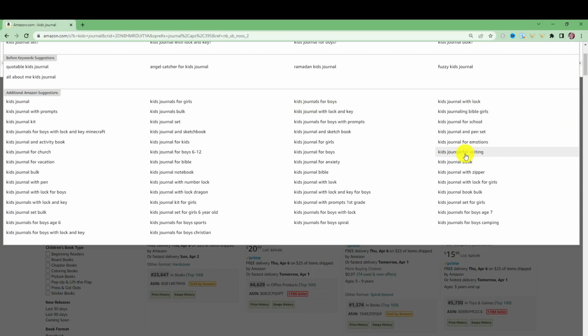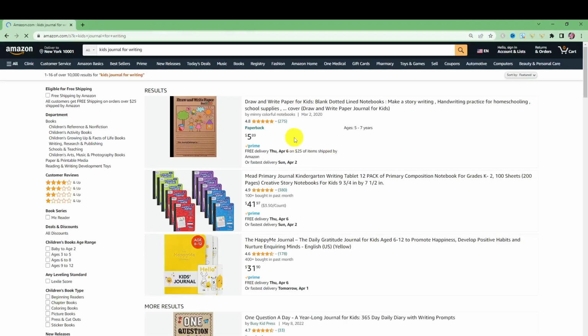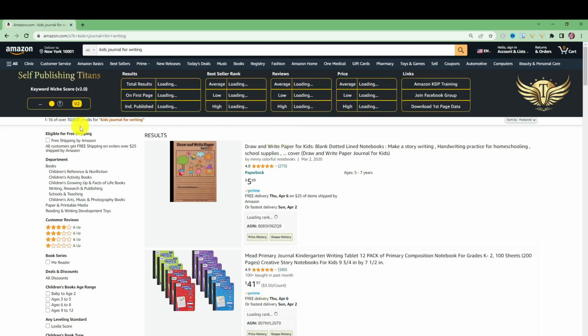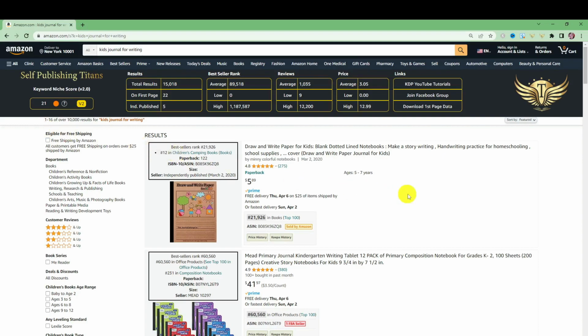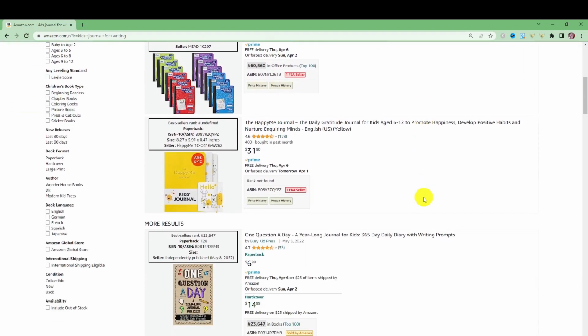So let's try kids journal for writing. This is something that parents presumably are typing into Amazon, and let's see what happens with the results now. We were at 30,000 for kids journal. We've moved from a 17 to a 21. So it's a slight improvement, but it's still a pretty low keyword niche score. And we can see there are still 10,000 results here, which is highly competitive to try to compete with. So we have a quick look at what's going on here. Obviously this one hasn't got a rank, which is interesting.